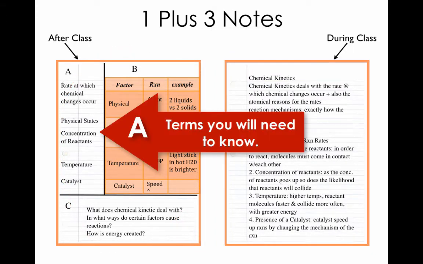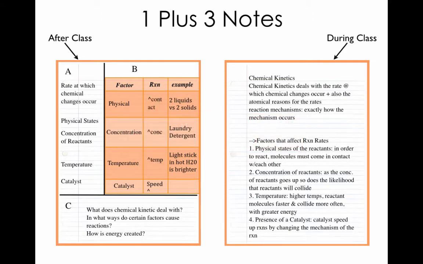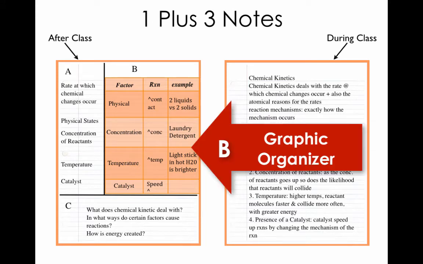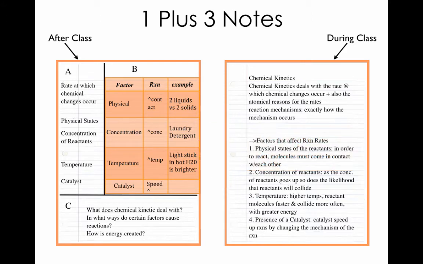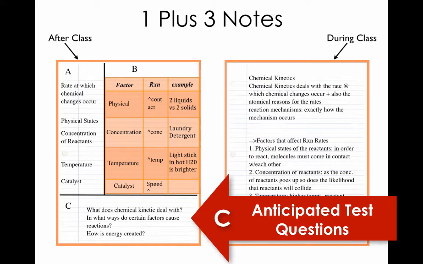In the section labeled A, write the terms that you know you're going to have to learn and will see on an exam. In section B, create a graphic organizer for the information. This forces you to restructure the material so that you are learning it rather than rote memorizing it. Finally, in section C, create exam questions that you think the professor is going to ask based on that lecture.